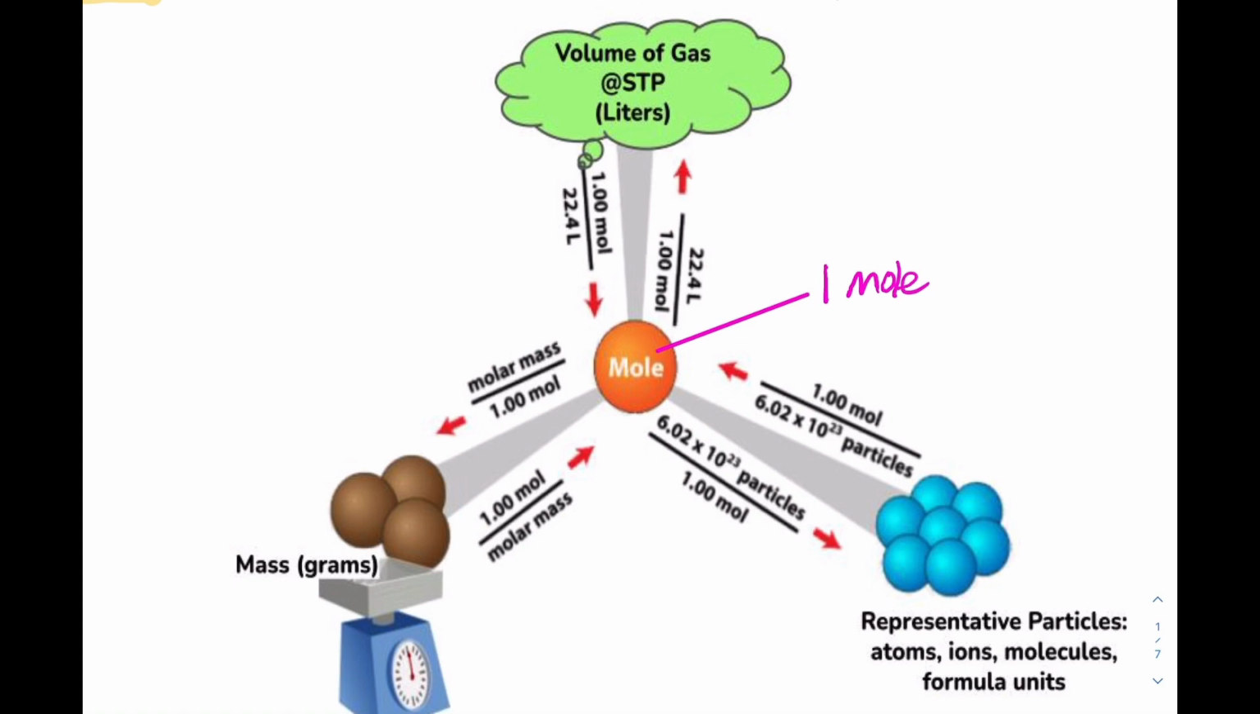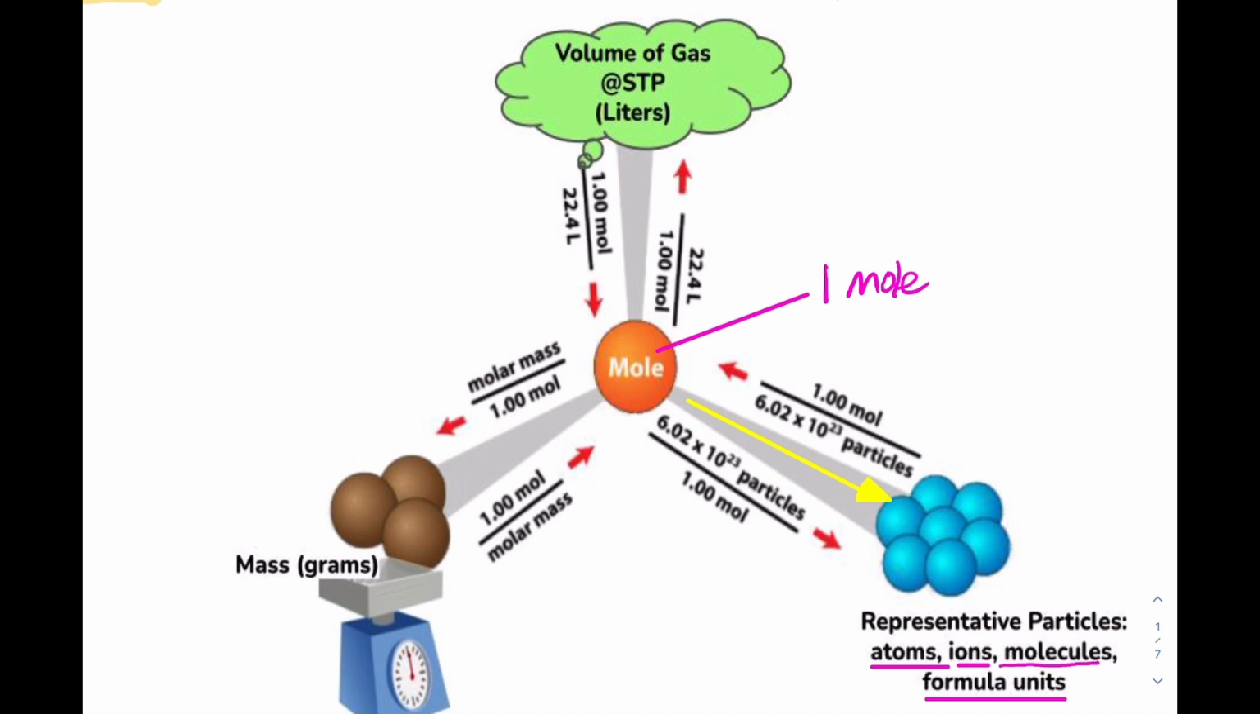Now, since we're converting moles to molecules, a molecule is a representative particle. So we'll be going in this direction. In addition to being a molecule, a representative particle could also be an atom, an ion, and a formula unit. So any of these labels falls under representative particles.